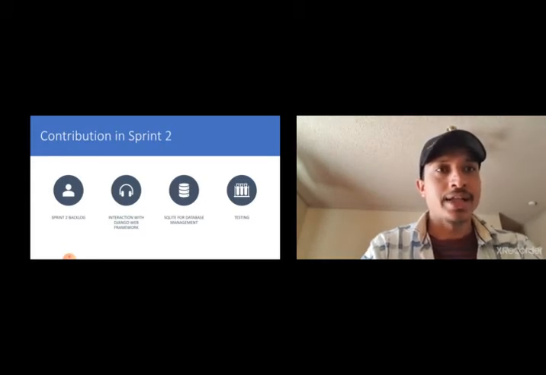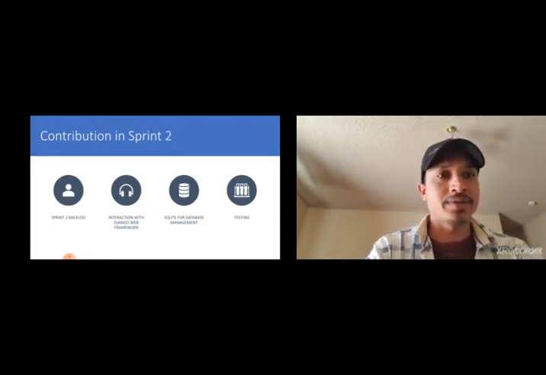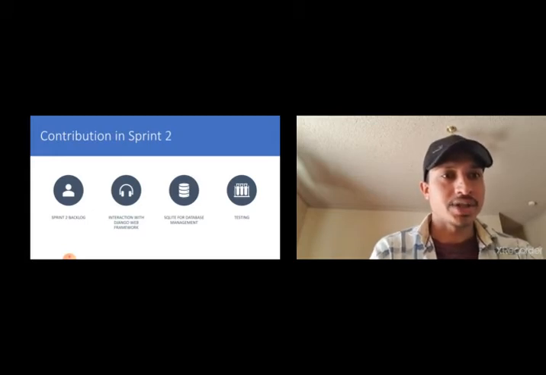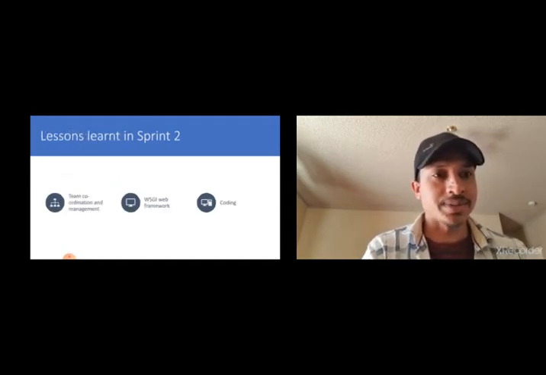I also learned about the Django web framework for coding and backend development, and the importance of SQLite for database management. SQLite is one of the easier ones for database management. I also learned the importance of testing, such as unit testing, model testing and other system testing after the coding. So I also worked on the testing aspects of the project.